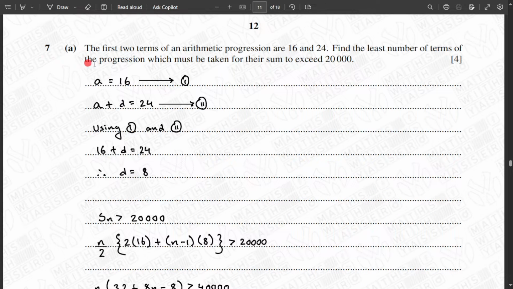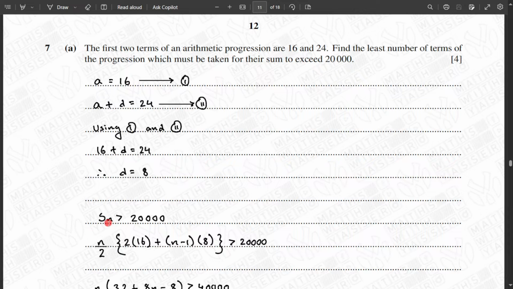Question number 7. The first two terms of an arithmetic progression are 16 and 24. Find the least number of terms of the progression which must be taken for their sum to exceed 20,000. So the first term is 16 and the second term is 24. So a is 16 and a plus d is 24. So with the help of equations 1 and 2, we get that 16 plus d is equal to 24. That means d is equal to 8.